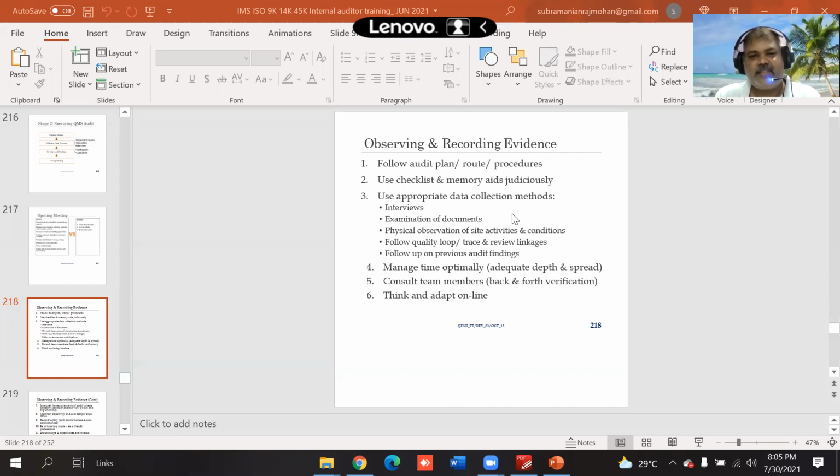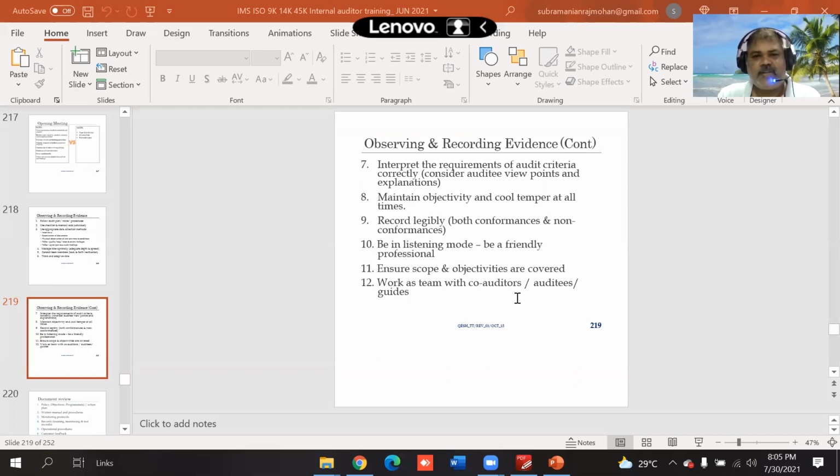and methods. They can go for interviews, document examination, physical observation, and site activities. Follow the quality loop, trace and review linkages, and follow up on previous audit findings. Those things you can check. Manage time optimally, depth and spread, consult team members, do back and forth verification, and adapt online. Those things can be done.